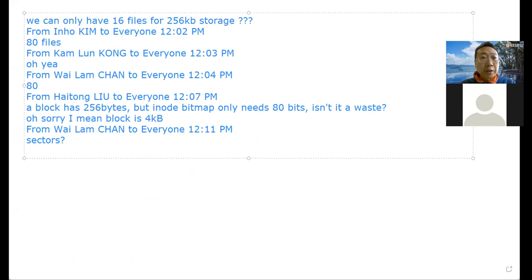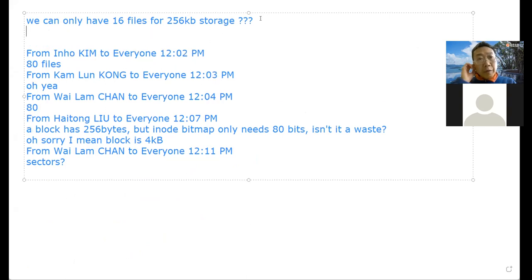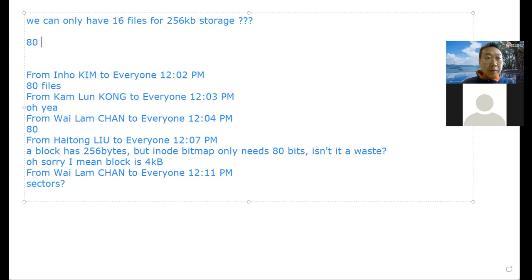So, first question: we can only have 16 files for 256 kilobytes of storage. I want to ask you how many files we can have right now for this example file system, maximum? It's not 16. Anyone? Eighty, right? So the maximum is 80. We can have 80 files maximum.